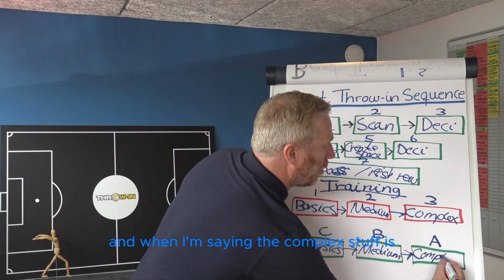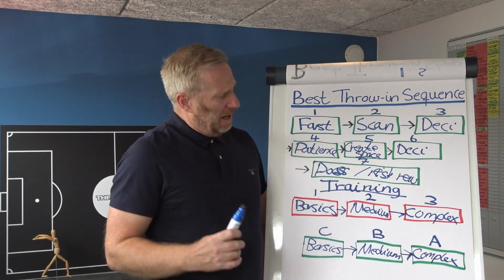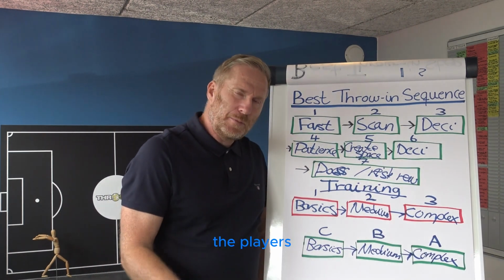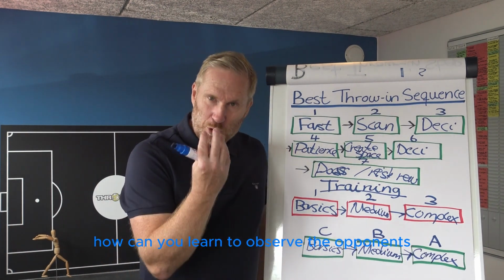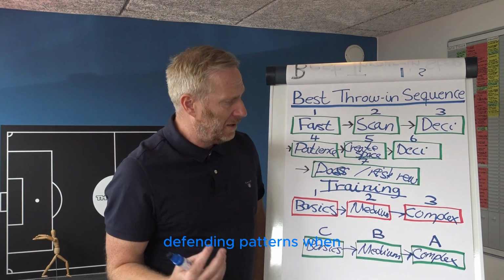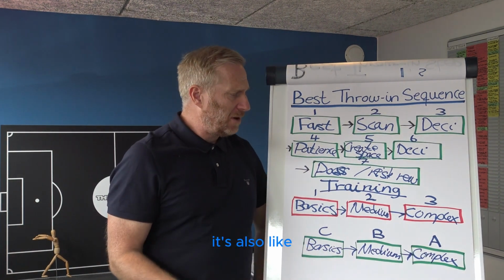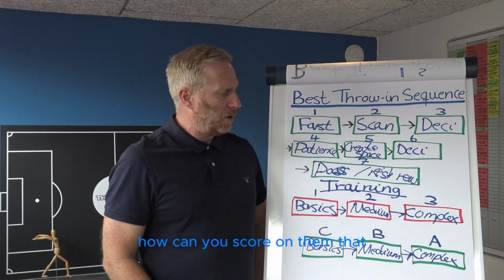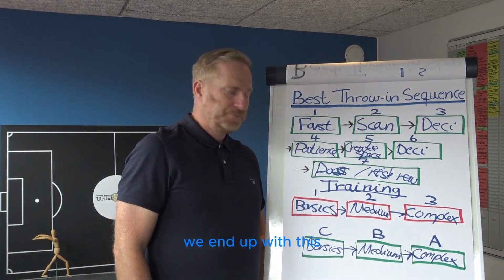And when I'm saying the complex stuff, it's things like what to do in the different zones. It's also, can you use the player's individual throw-in superpowers, different skills. How can you learn to observe the opponent's defending patterns when you have a throw-in, because that's really, really important. It's also like if you want to use long throw-ins as a set-piece weapon, how can you score them on that? So again, we end up with this.